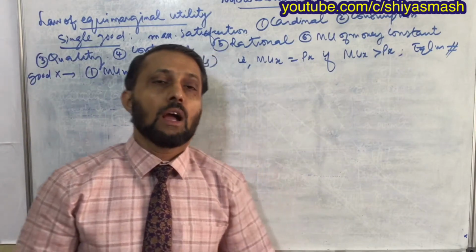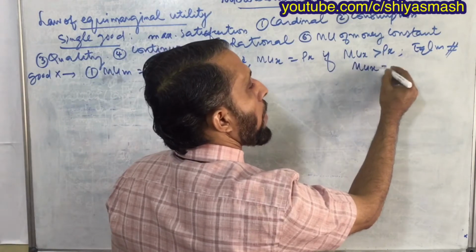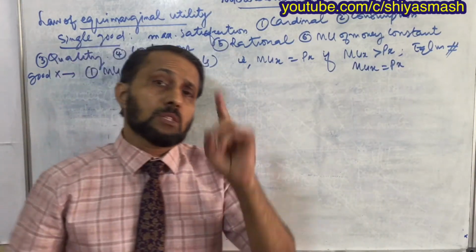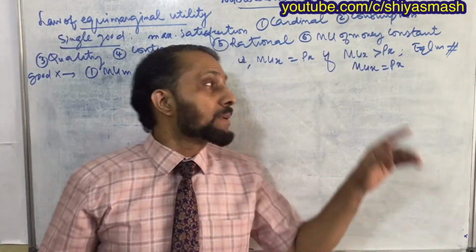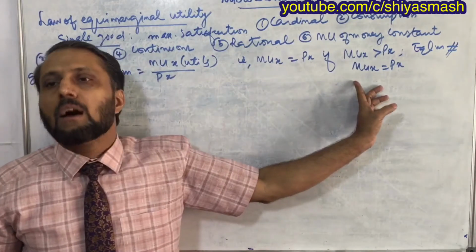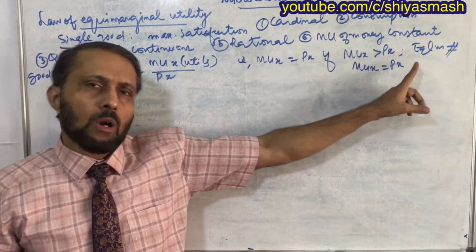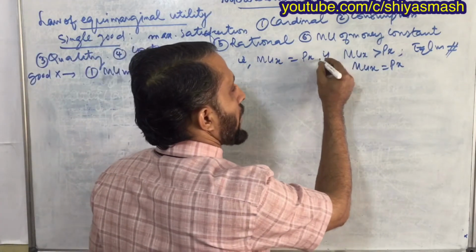He will continue until MUx is equal to Px. After some time, continuous consumption of one commodity makes the satisfaction come down, and he will obtain equilibrium. That's the first condition: if MUx is greater than Px. You have no doubt about the conditions? And this is the first case.